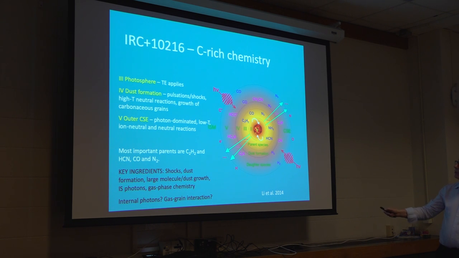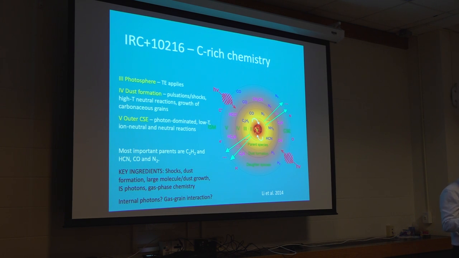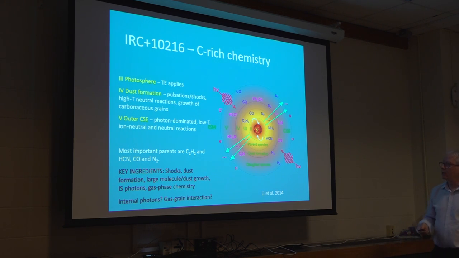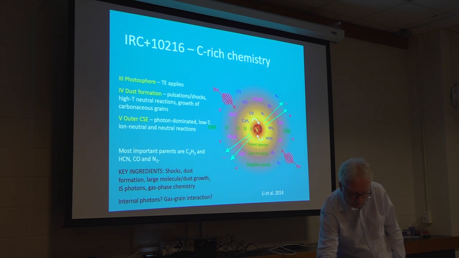Emitting interstellar photons coming in, which break things up, form radicals and ions, and drive chemistry and build much more complexity in these outer regions of the nebula. So the scales in terms of densities, what's interesting, go from 10 to the 13 particles per cubic centimeter down to a few hundred on the edge, and temperatures from perhaps 1,000 or 1,500 degrees Kelvin in the inner regions down to 10 K at the external parts of the envelope. So there's a large variation in physical processes which can affect chemistry quite dramatically in different regions of the object.